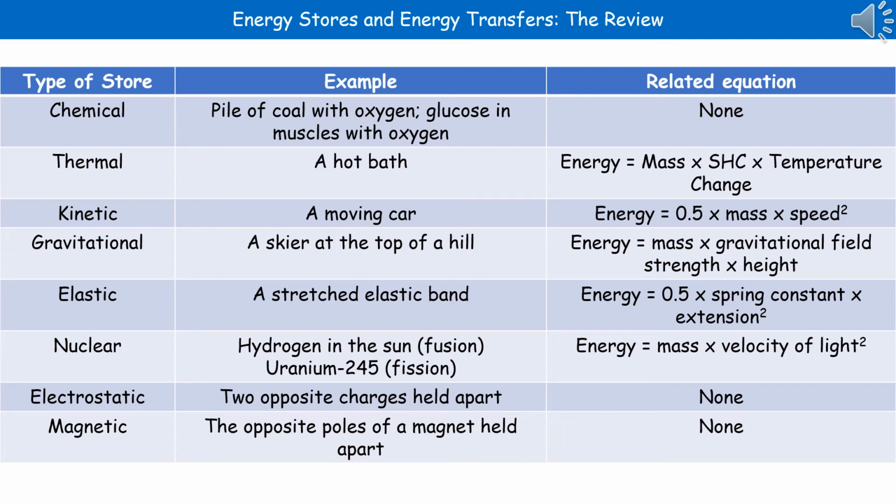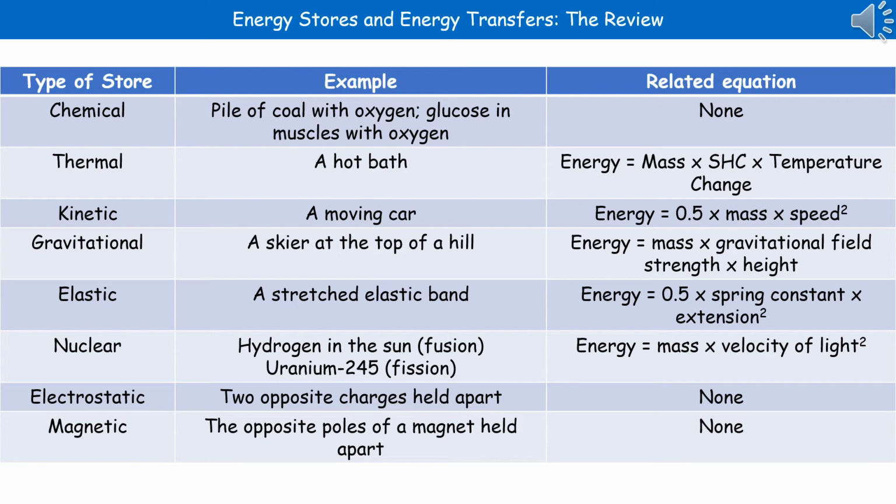So our chemical store has no related equation. The thermal store is on the data sheet. So energy is mass times specific heat capacity times the temperature change. Kinetic energy, that one is going to be 0.5 times the mass times the speed squared. Our gravitational store is energy is the mass times gravitational field strength times height. The elastic store, 0.5 times the spring constant times the extension squared. The nuclear store is energy is mass times the velocity of light squared. And electrostatic and magnetic stores have no related equations.